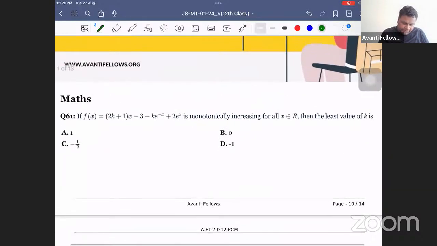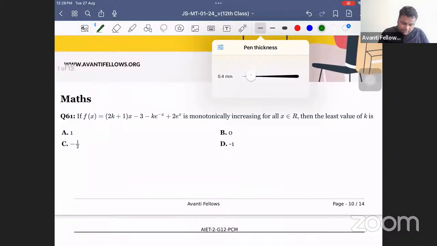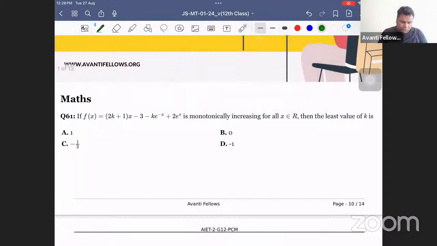f(x) is (2k+1)x minus 3 minus k e to the power minus x plus 2 e to the power x, and it is monotonically increasing always. Got it? Given monotonically increasing for every x belongs to R. So how do we do it? What you need to do?